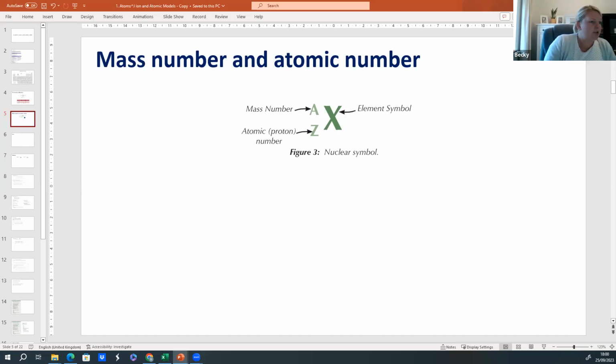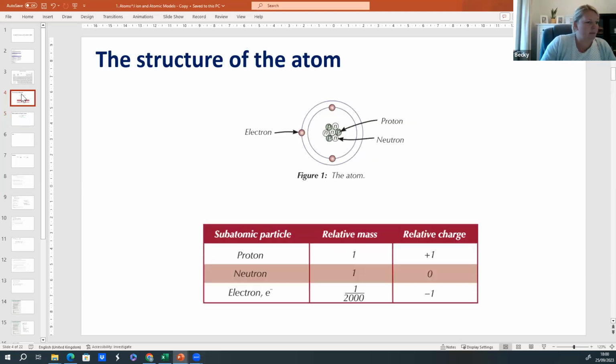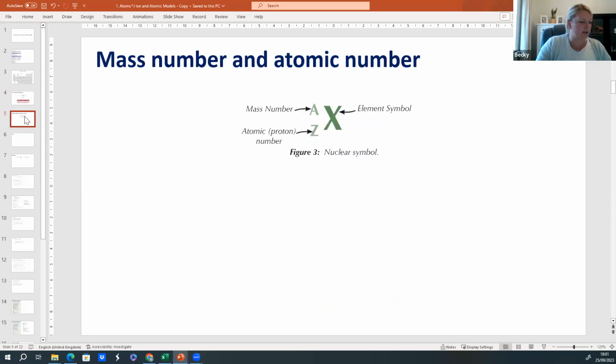So the mass number then, if we think about the two that have got mass, protons and neutrons have got the majority of the mass. Electrons are so small that it doesn't really affect our calculations. So mass number is our protons plus neutrons.